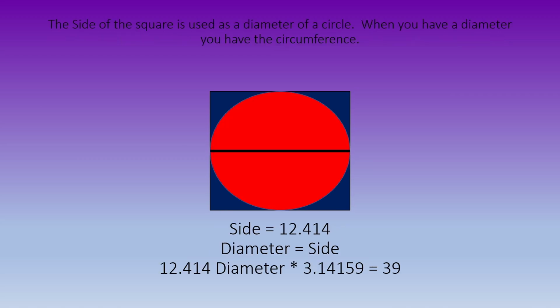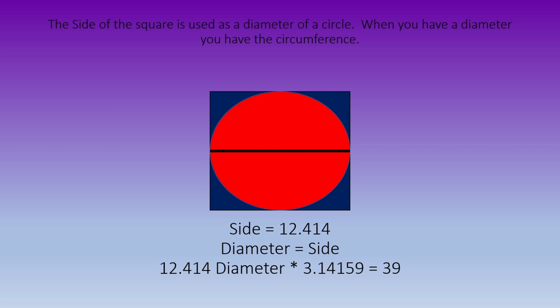Let's take a look at this closer. The side of the square is used as a diameter of the circle. When you have a diameter of a circle, you have the circumference. Side equals 12.414. Diameter equals side. 12.414 diameter times 3.14159 equals 39. Now, to get the radius, you take the side of the circle, which is the diameter, and you divide it by 2. It's a very simple equation, which I'm sure most of you know.